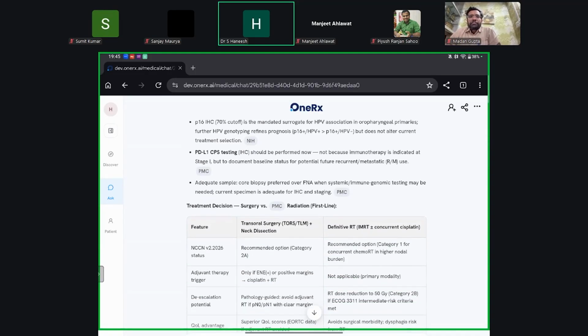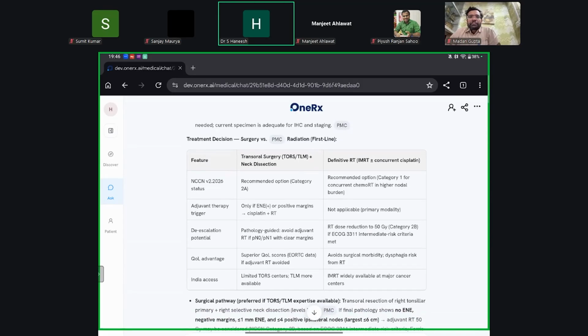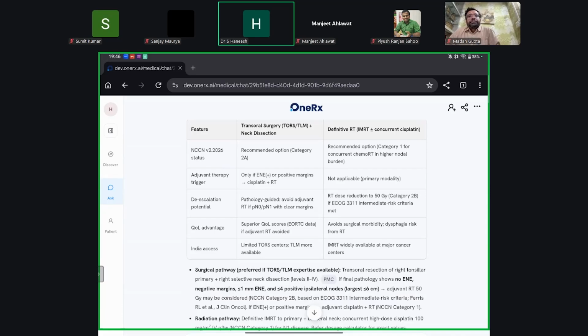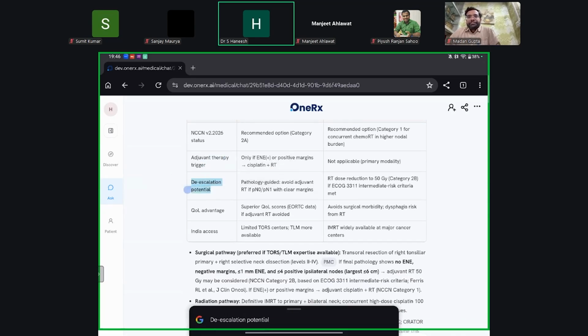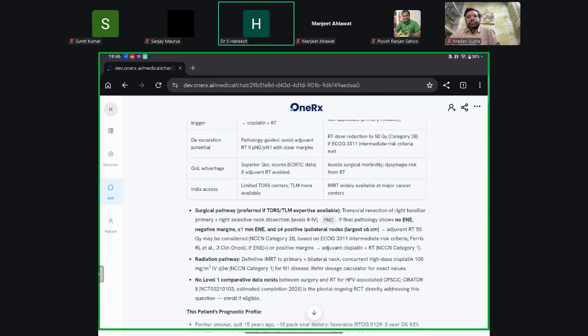And the treatment decision, surgery versus radiation therapy: what does the guideline recommend? NCCN version 2 2026 status: transoral surgery (TORS) plus neck dissection is a recommended option, category 2A. Radiation therapy is a recommended option, category 1, with concurrent chemotherapy for higher nodal burden. Adjuvant therapy is needed only if ENE positive or positive margins, cisplatin plus RT. We also have de-escalation potential, quality-of-life advantage, and the Indian context: limited TORS centers, so obviously we have very limited availability across all hospitals.